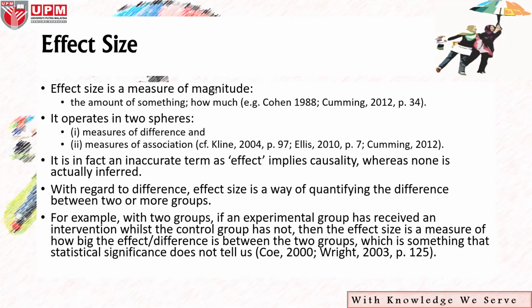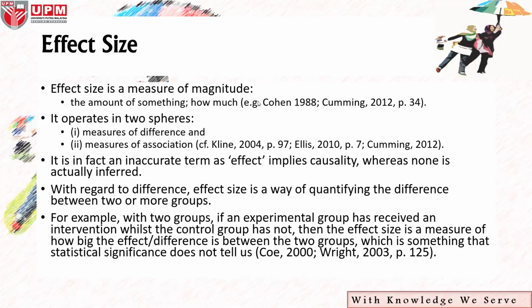It is already shown here. It measures difference, as what I said just now. If you are interested to determine the difference between two groups, group A and group B, for example, first we know that there is a difference between the two groups when we use the significant value. After we compare the significant value against alpha, then we know that there is a significant difference. Now, when we know there is a significant difference, then we want to know how much is the difference. The same goes for measures of association. So it operates in two situations. The first one, measure of difference. Second one, measure of association.